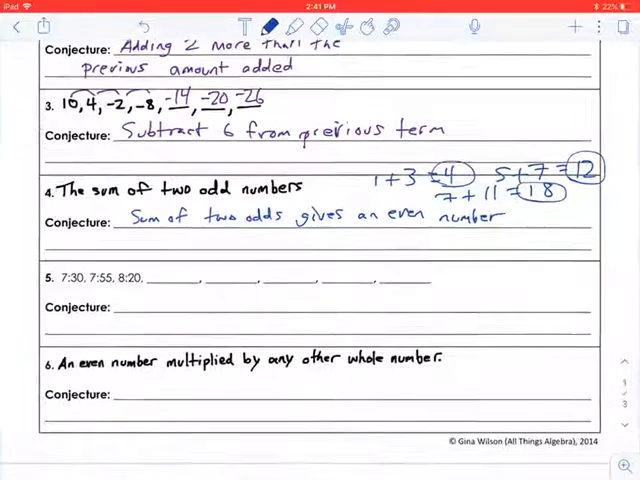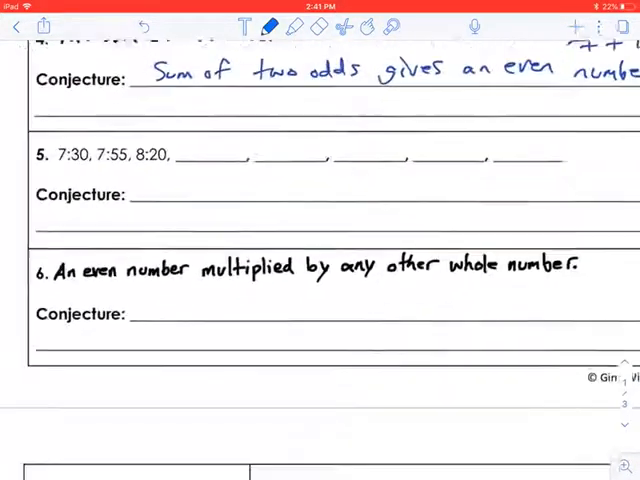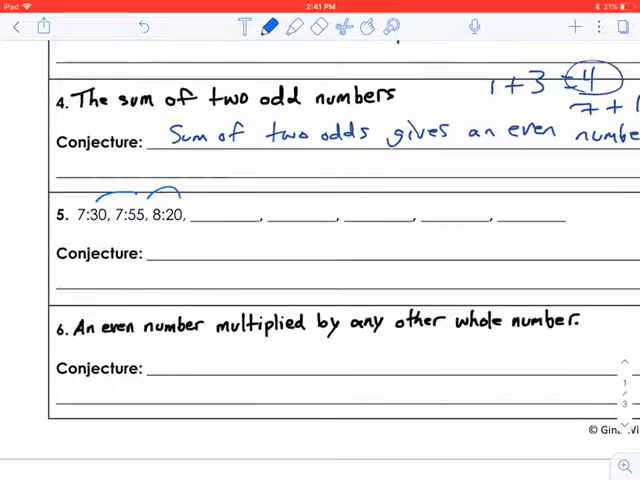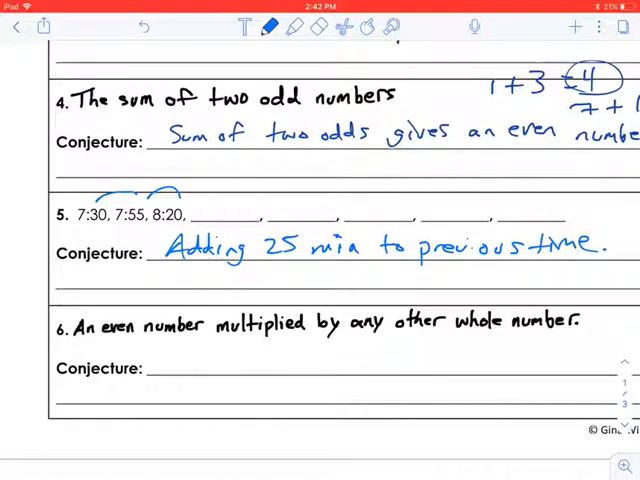Okay. So the last two, we have 7:30, 7:55, 8:20. It's going up by what? 25 minutes each time. So adding 25 minutes to the previous time. In this case, it would be 8:45. 45 plus 25 would be 9:10. Then the next one would be 9:35, and so on.